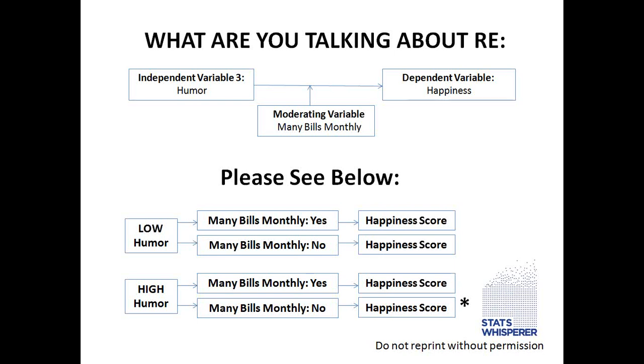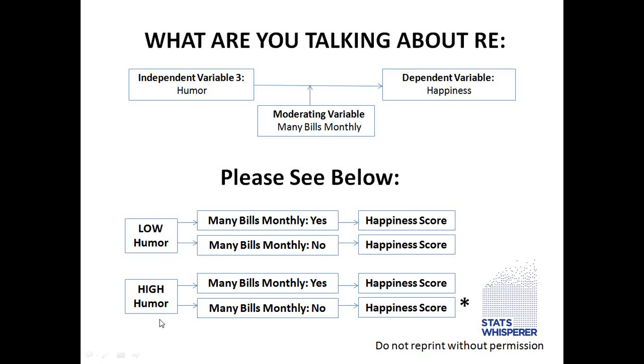So we're saying that if you took humor, see on the left here, and you made it low humor and high humor, right? First you're separating that independent variable out, and then next, within low humor, you have people that have many bills monthly, yes, and people that don't have many bills monthly, no. And those two groups within low humor are going to have 2 happiness scores. All right, follow me so far.